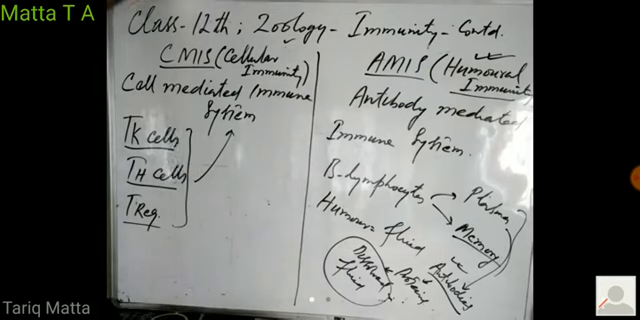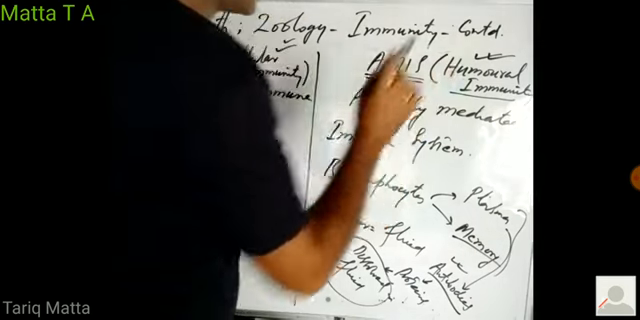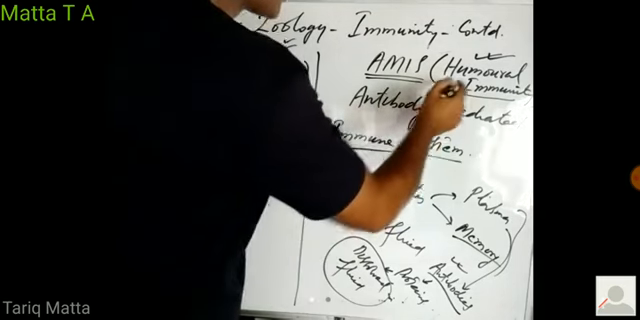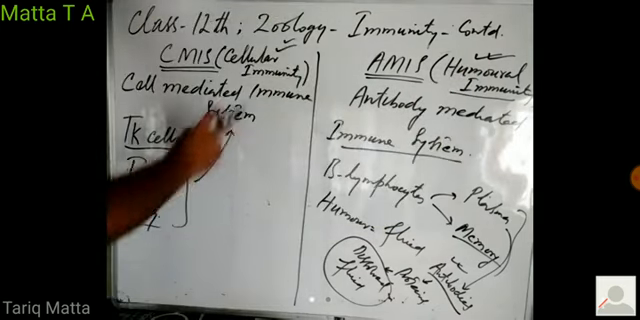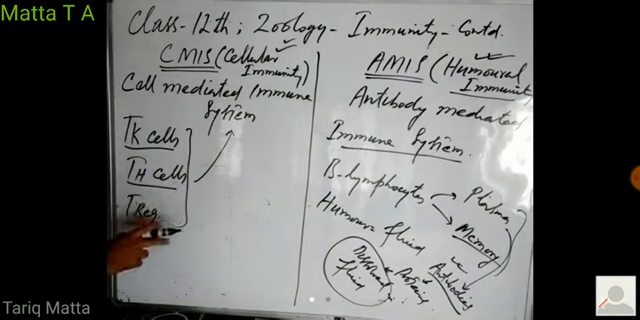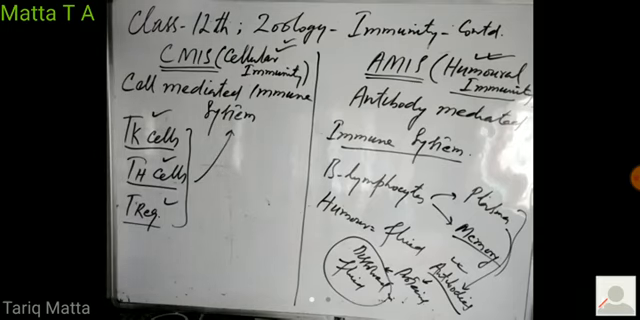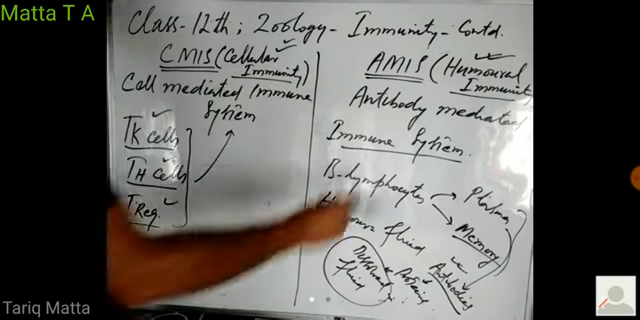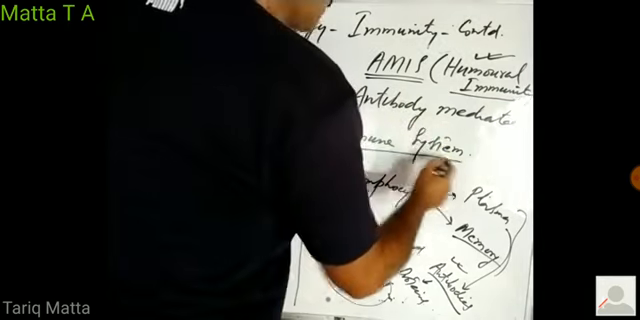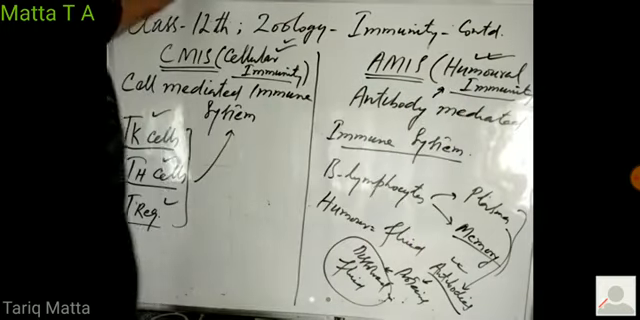So adaptive or specific immunity has two divisions. One is known as CMIS, the cell-mediated immune system, or we call it cellular immunity. The other is AMIS, the antibody-mediated immune system, or we call it humoral immunity. We call it cellular immunity because the immunity is mainly provided by killer T cells, helper T cells, and regulatory T cells. They are the cells which provide us immunity.